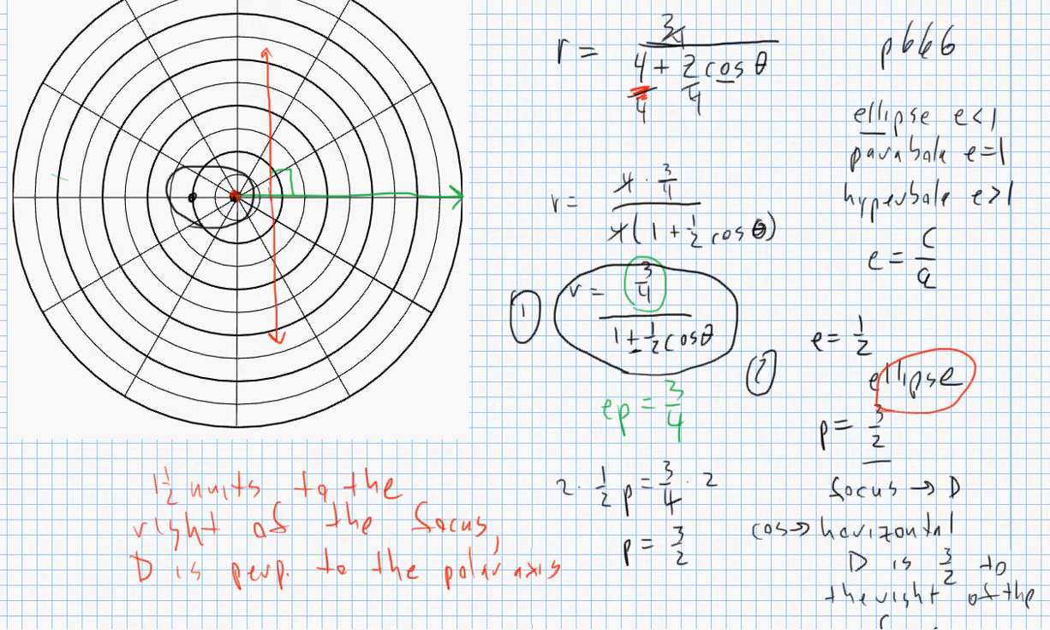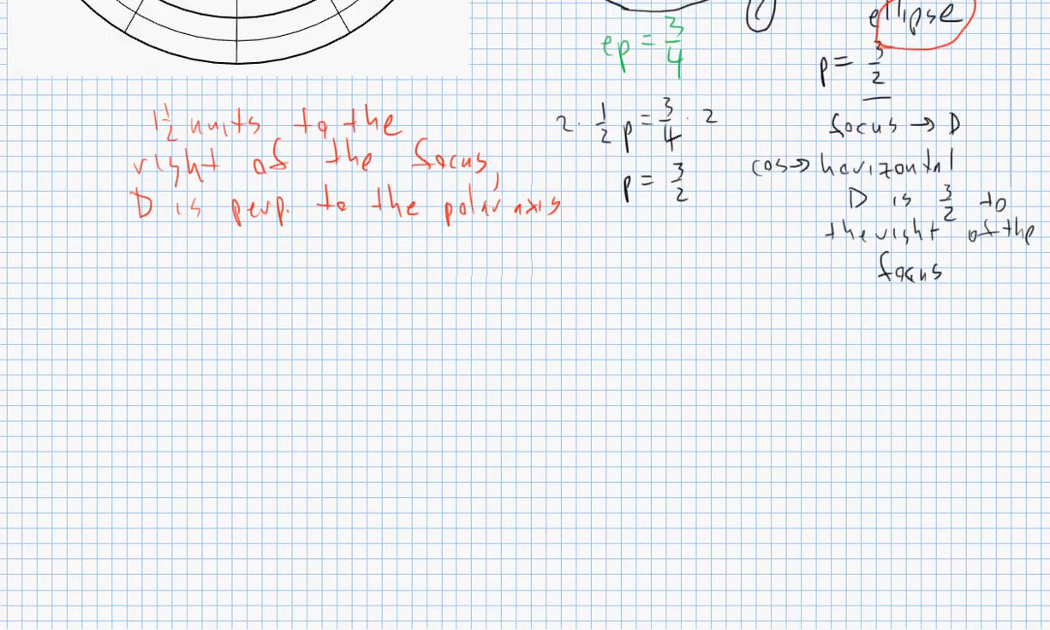Okay, now let's try another one. Now what I'm going to do is erase some of this. You can go back and replay the video if you want to see that again, but I want to make some room here for another conic. We'll leave the polar axis right here. Okay, there's the pole.